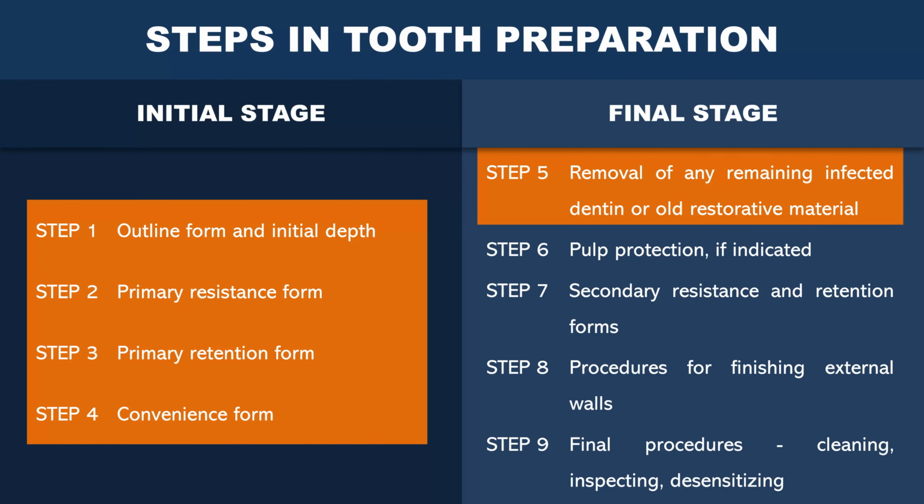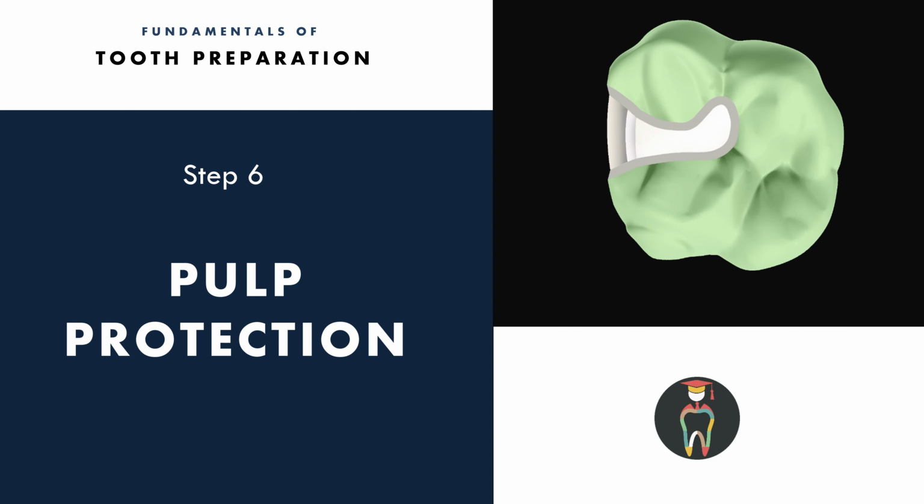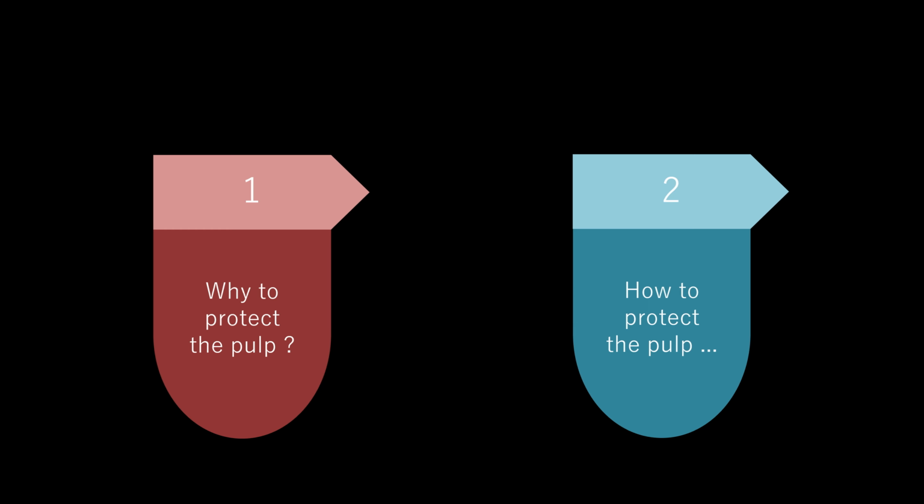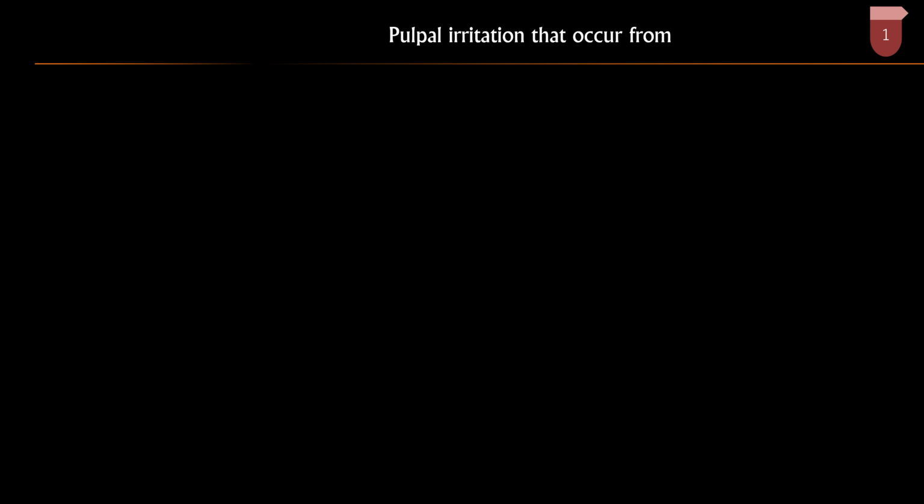So we have seen about the removal of any infected dentin or the old restorative material. Now let's see about the next step, that is the second step in the final stage of tooth preparation, which is the pulp protection when indicated. Okay, so in this we can split this step into two. The first one, why we have to protect the dental pulp, and the second, how are we going to protect the dental pulp.